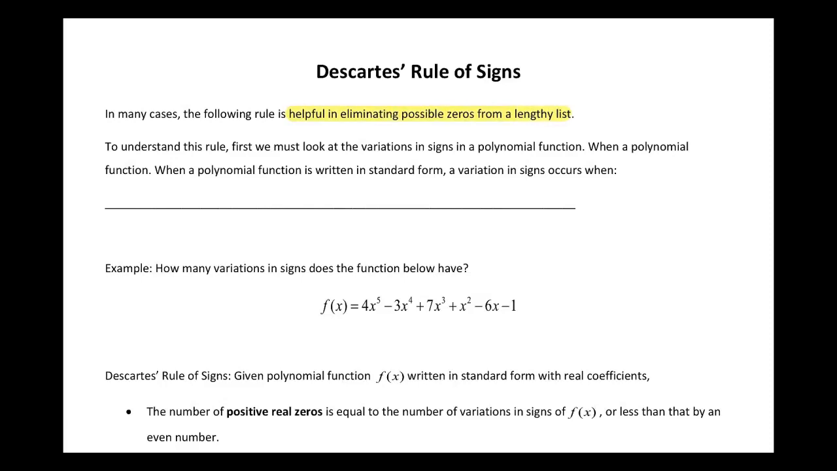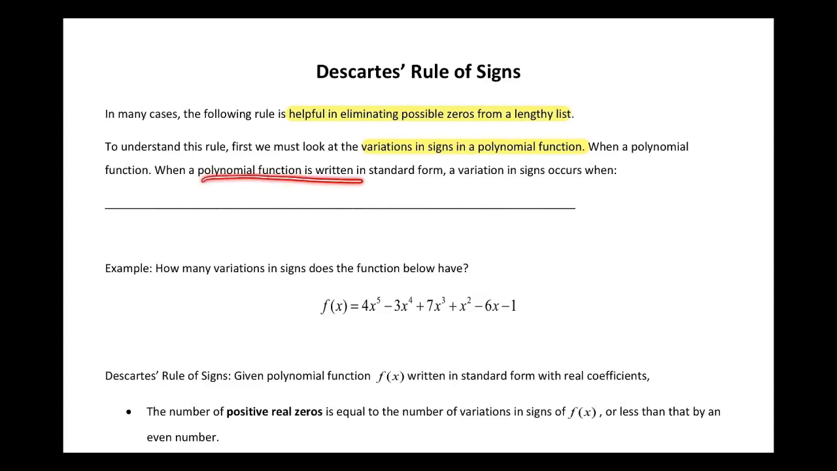As you saw last class period, we had, I think at one time, up to 18 different zeros that we would potentially have had to test. So that will help you hopefully eliminate about half of those right away. Once we do that, in order to understand the rule, first we're going to have to look at the variations of signs in your polynomial. When I say variations of signs, it's pretty much looking at the coefficients that you have for each of your terms.